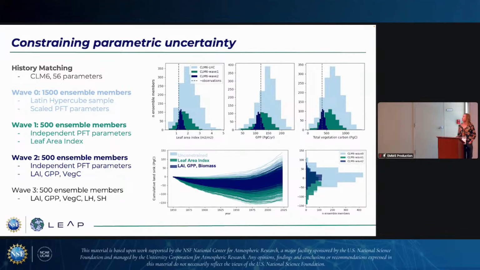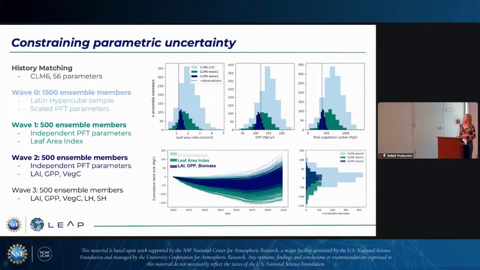We then ran a really large Latin hypercube ensemble with 1,500 ensemble members. This is using the sparse grid. It's all offline, so forced with CRU-JRA reanalysis, all similar to Daniel Kennedy's work in their paper. And then we gradually work through these waves of history matching where we introduce observational constraints and hone the ensemble to fall within the observational uncertainty really gradually.